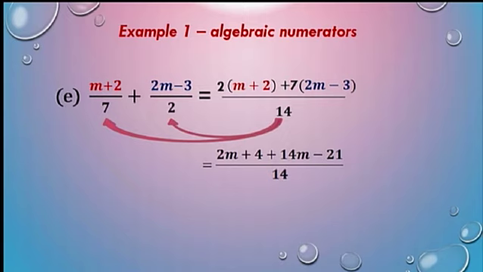Again, make sure that you perform the expansion of the brackets correctly in the numerator. We have 2m plus 4 plus 14m minus 21. Simplifying the numerator, we add the like terms, 2m with 14m, then we have 4 minus 21. The final answer is 16m minus 17 over 14.